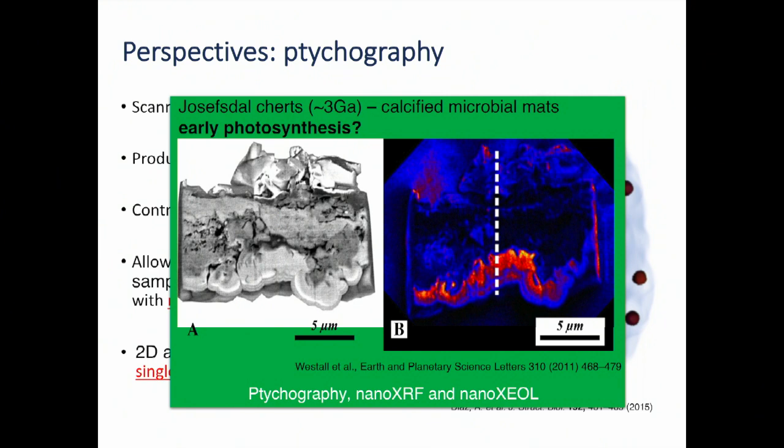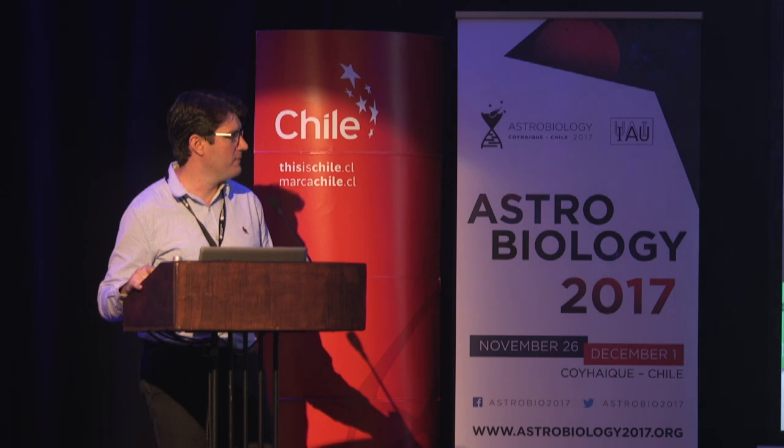So we are applying ptychography, but we are also applying different techniques, such as nanofluorescence to get an idea of the elements, and nano X-ray excited optical luminescence so that we can study the luminescence of minerals and organic phases inside the samples. So the main thing to take home is that we have to apply different techniques, we have to apply a multi-scale approach, so that we can get a good idea if something is alive or not and what type of thing we have.